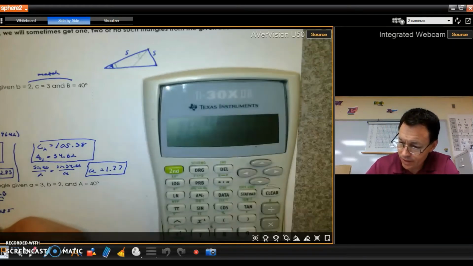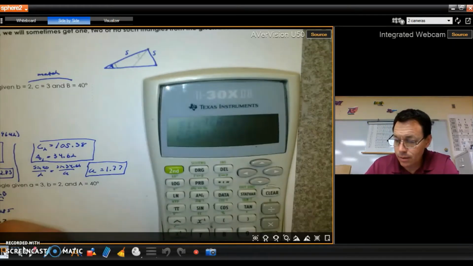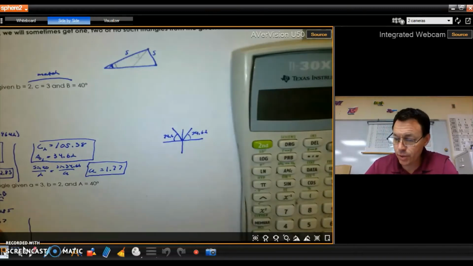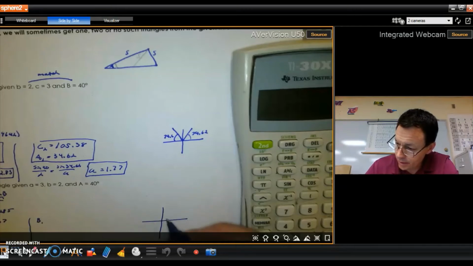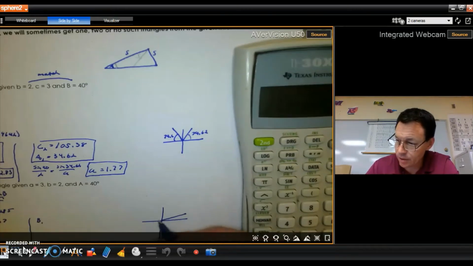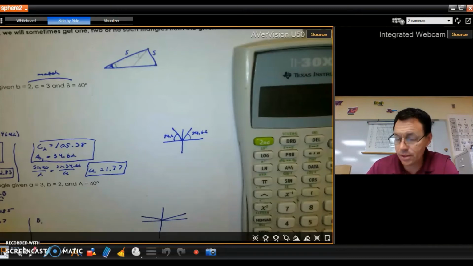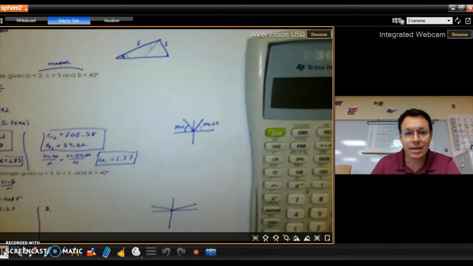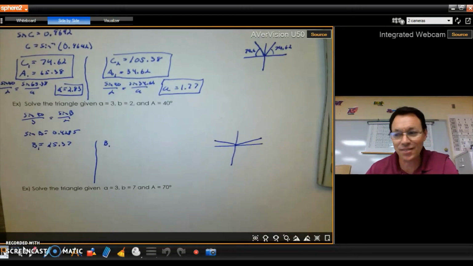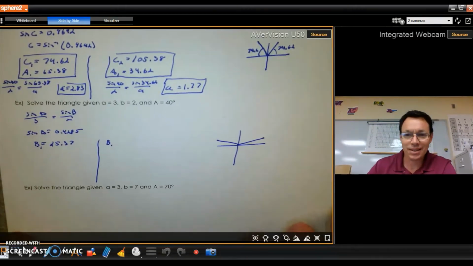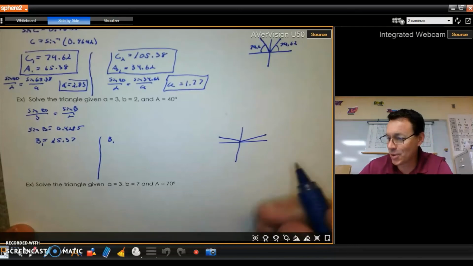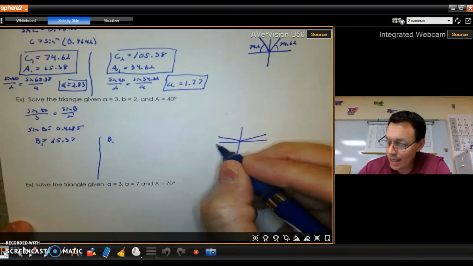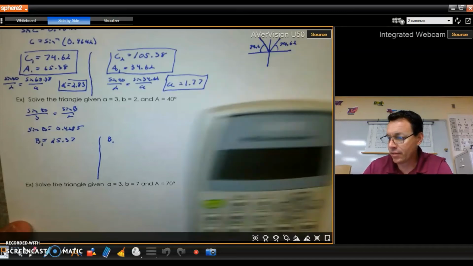All right, so 25.37, but that's just one version. Okay, there's actually another possibility for B. Not only could B be 25.37, which would be like over here somewhere, or it could be the angle over here that's in quadrant 2 that also has that exact same sine value. Got all caught up in my work and I was off the screen. Okay, so that would be 180 minus the 25.37. So let's do that.